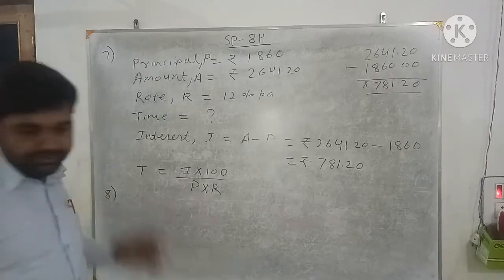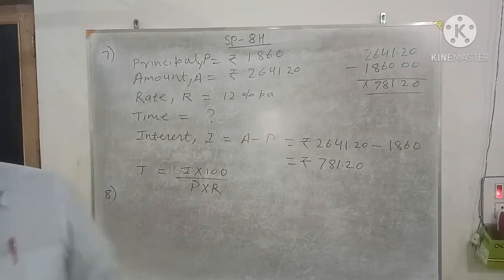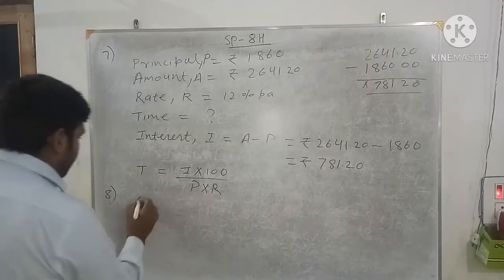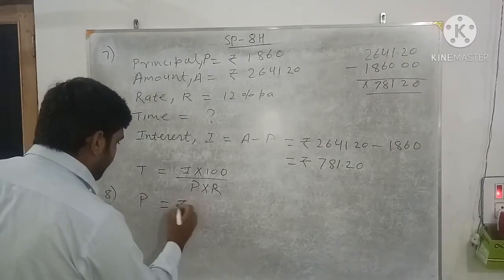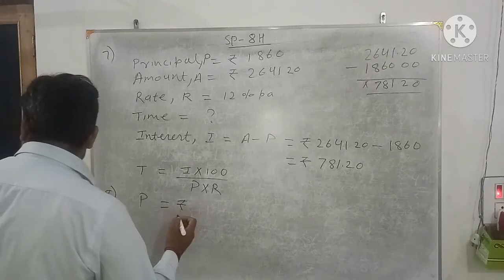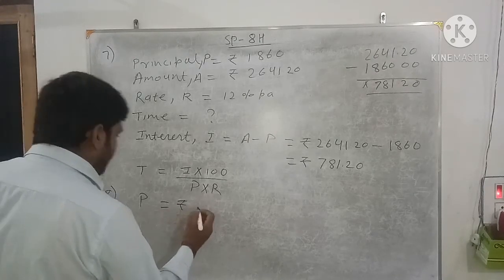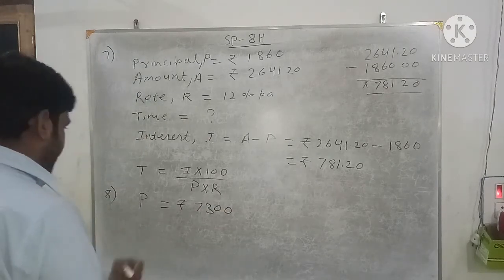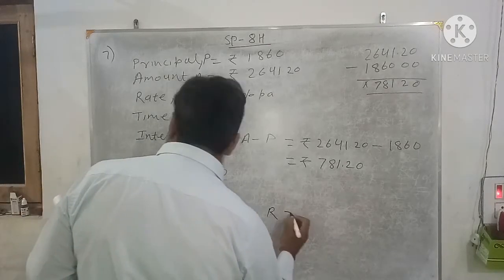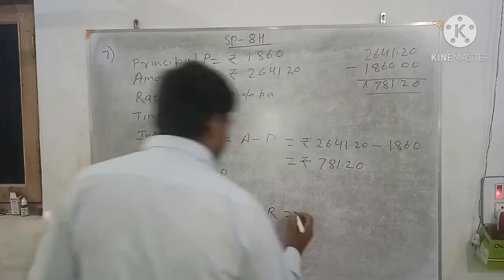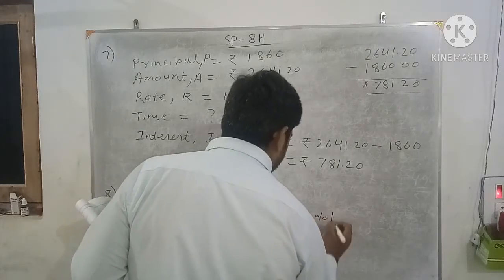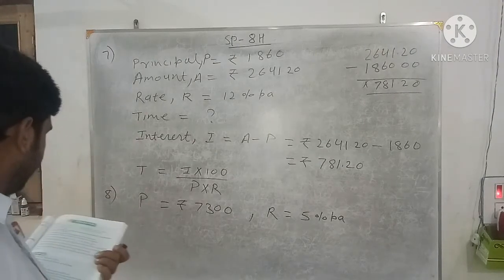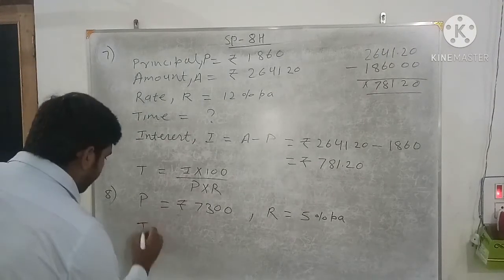Now see question number 8. In this, find the simple interest on rupees 7,300. The principal is given in question number 8: rupees 7,300, and the rate given is 5% per annum. Now the time you have to calculate, because here the time is given as a date range.